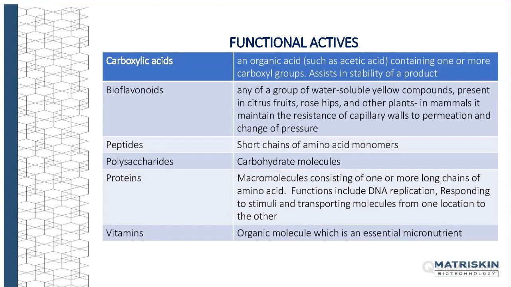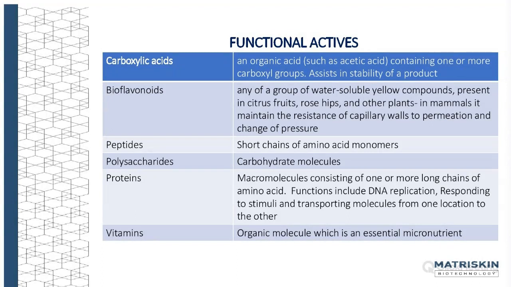Carboxylic acid is an organic acid containing one or more carboxyl groups, which basically assists in stabilizing the products. Bioflavonoids are any group of water-soluble yellow compounds that are generally present in citrus fruits, rose hips, and other plants. In mammals, they maintain the resistance of capillary walls to permeation and change in pressure, so they can improve that tendency towards leaking fluid from the capillary walls into the extracellular space and reduce puffiness.